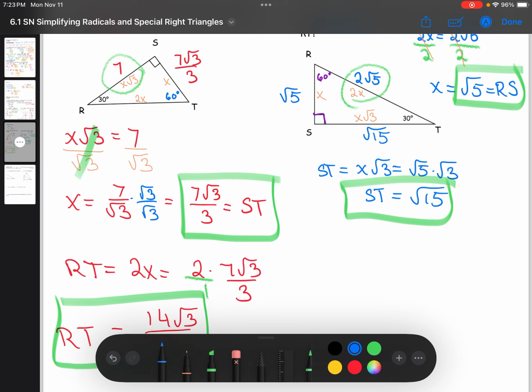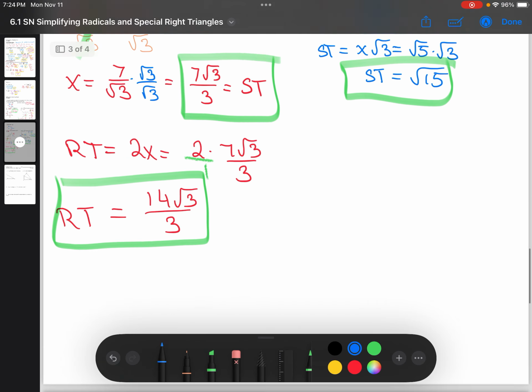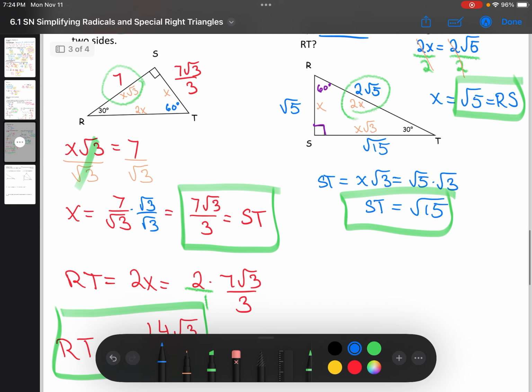There is a refresher on special right triangles. We'll be using these very often as we go forward.